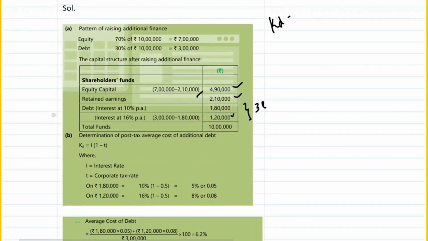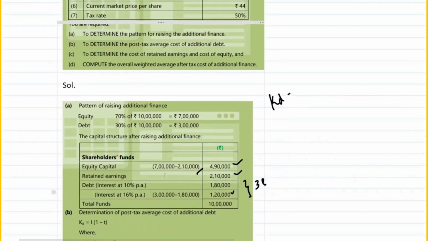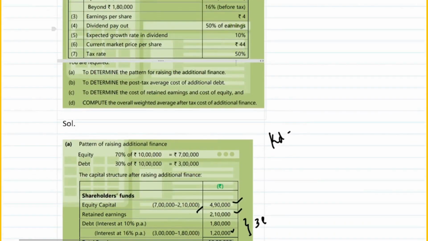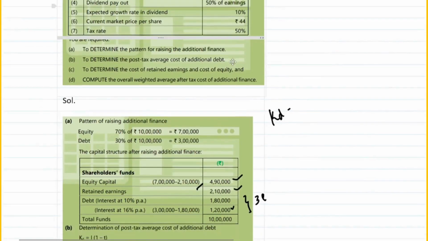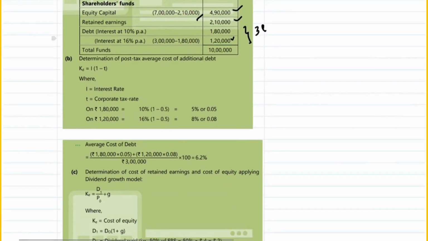KD is equal to interest into 1 minus tax. What is the interest percentage? We have already discussed. For the first 1,80,000 it is 10% and for the rest it is 16%. So 10 into 1 minus tax 50%. The tax rate of 50% is specifically given here. So 10 into 1 minus 50% is 5%, and for the rest of the 1,20,000 I am borrowing it at 16%. So 16% into 1 minus tax, which is 8%.